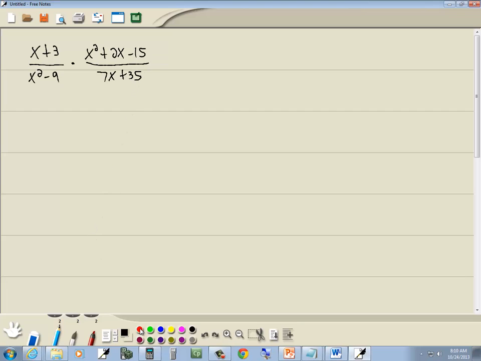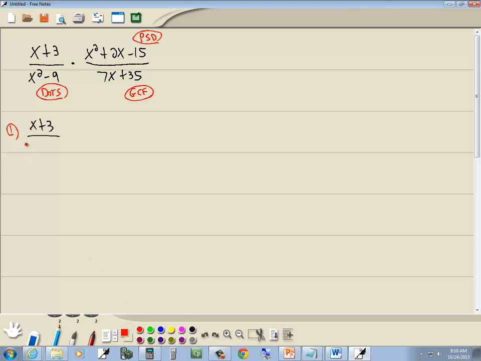Okay, step 1. Factor everything. Well, x + 3 we can't do anything with. x² − 9 is a difference of two squares: two terms with a minus between them. x² + 2x − 15 is PST, because we have x² and no number in front of the x². 7x + 35, both of them are divisible by 7, so that's GCF. x + 3 I can't do anything with, so I'll just bring it down.